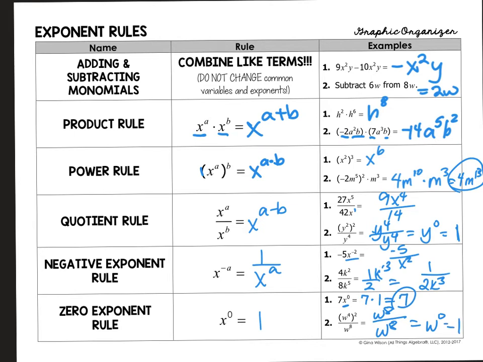Okay, so you're going to want to write down these rules, review them, and remember them. So they are really important. And then I'm going to continue this video and we're going to do a few examples. So I'm going to do 3 or 4 different examples.